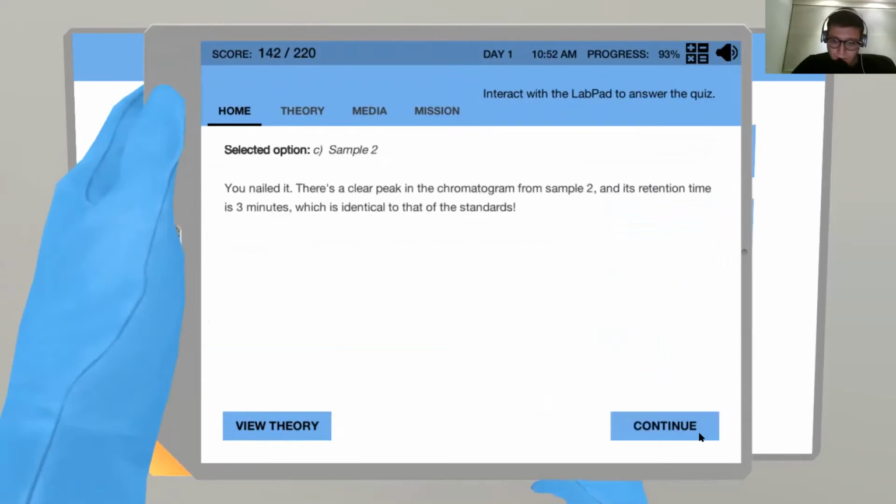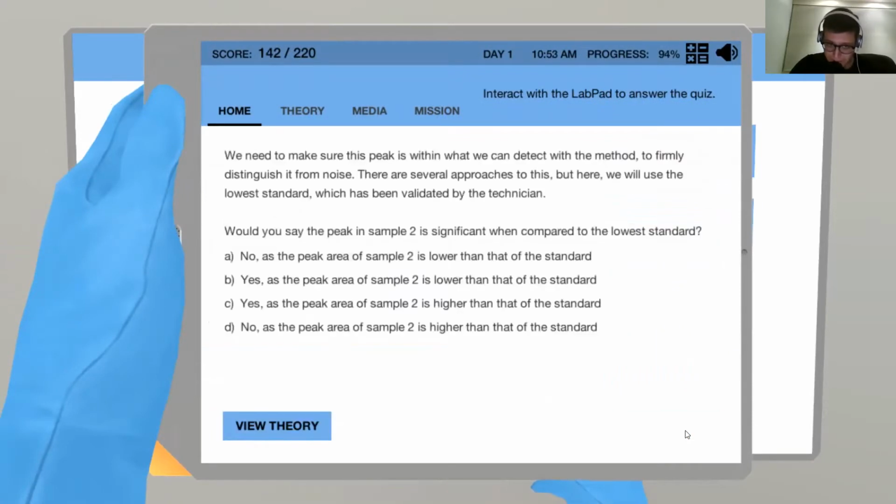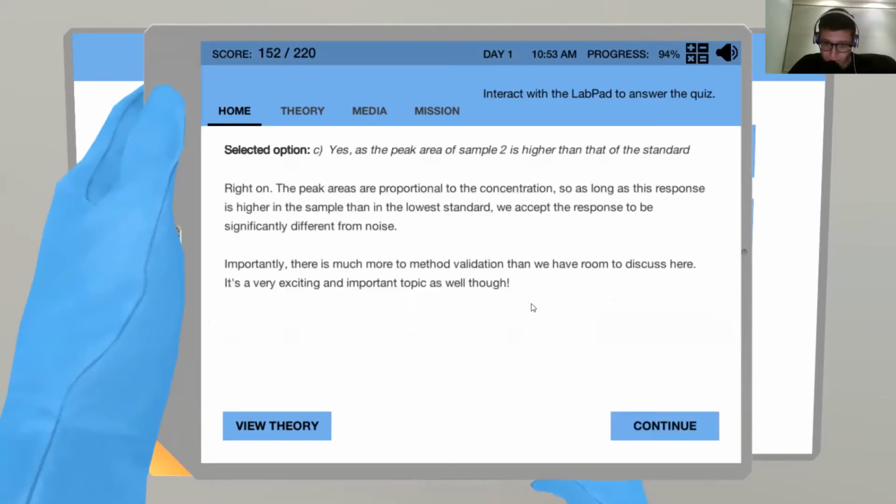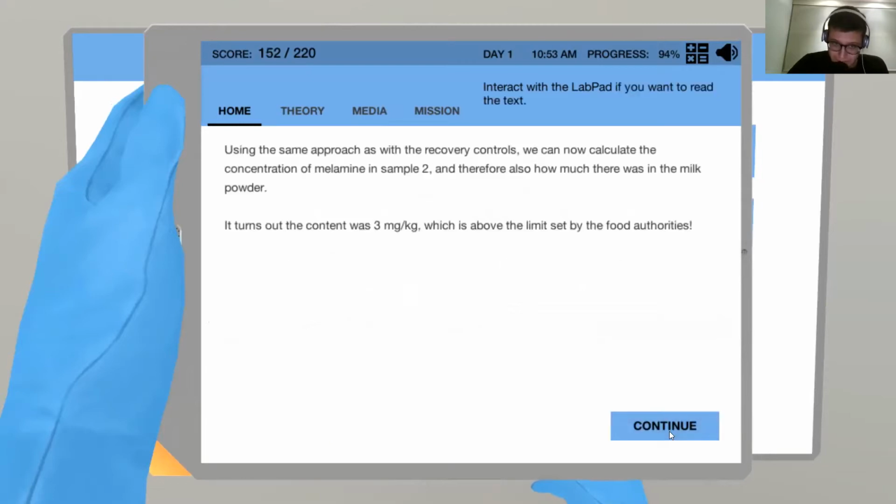You nailed it. There's a clear peak in the chromatogram. We need to make sure this peak is within what we can detect with the method, to firmly distinguish it from noise. There are several approaches to this, but here, we will use the lowest standard. Right on. The peak areas are calculated using the same approach as with the recovery controls. We can now calculate.